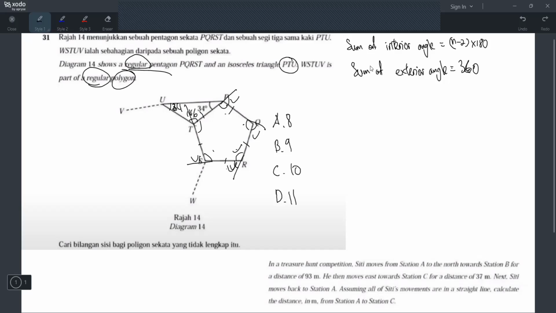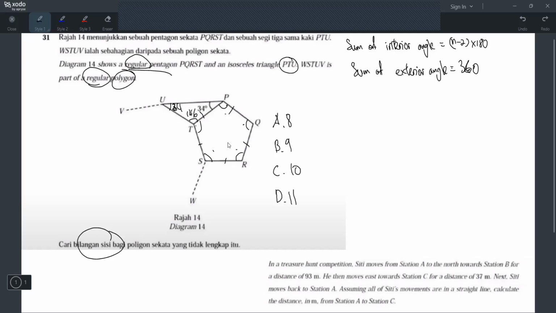Okay, but you need to know that the sum of all exterior angles, it means all these angles added together, will be 360. The exterior angles added together is 360. Now I'll erase all this. Now you understand this already. Now we can try to find the number of sides.